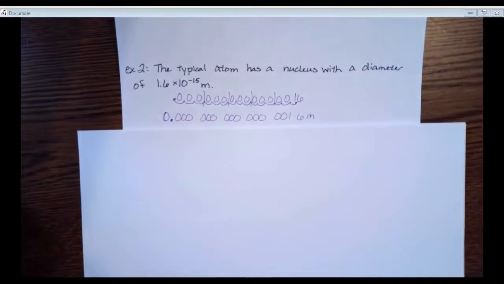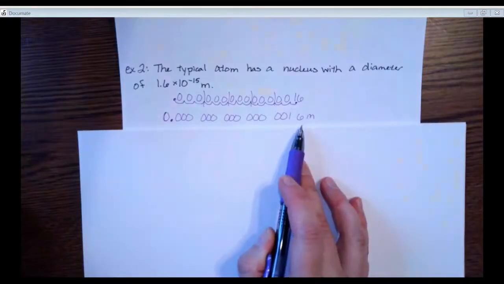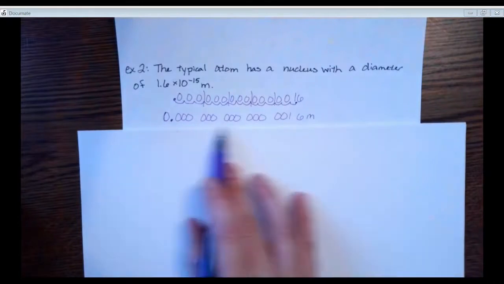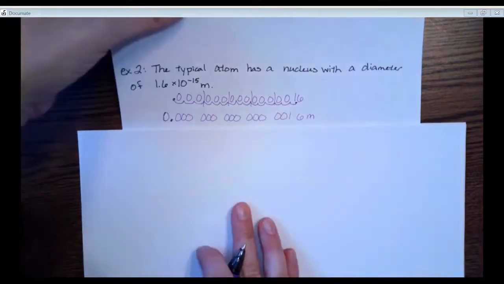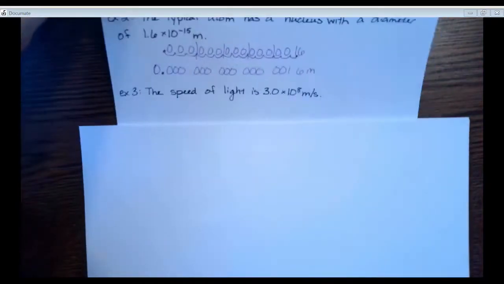Now, do you need to group your zeros? No. If you don't, that is perfectly okay. You will still get the right answer. I just think it makes it a little bit easier to count these, which makes my life easier as I'm grading. Okay, so let's go ahead and move on to the next example.